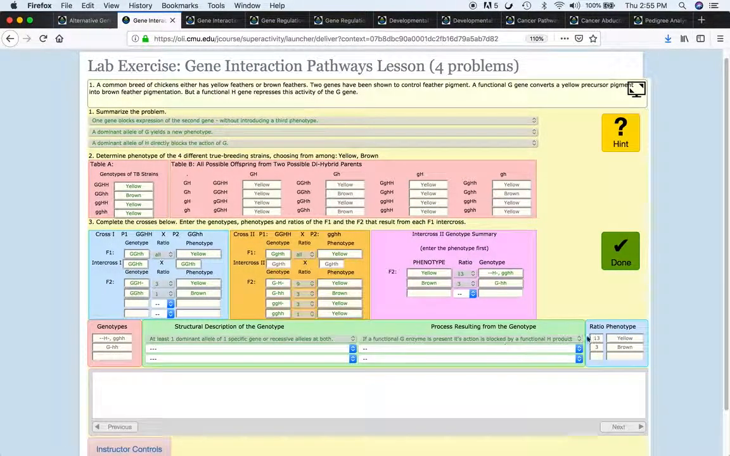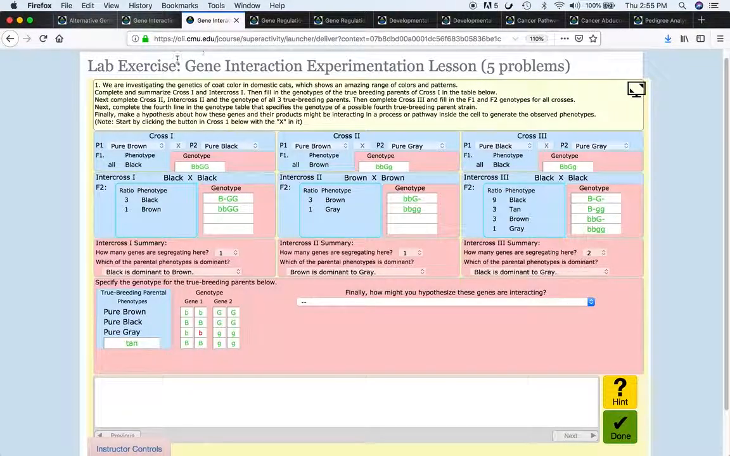In the experimental version of gene interaction, you are given 3 different strains, in this case 3 different types of cats, brown, black, and gray, and you're asked to cross them to look at the offspring. What you are given when you do that is the data, and you're asked to conclude something about the genotypes of these different strains of cats.